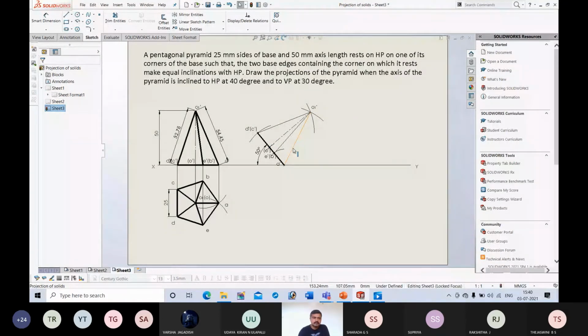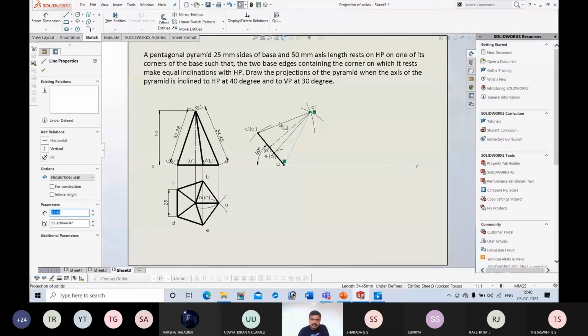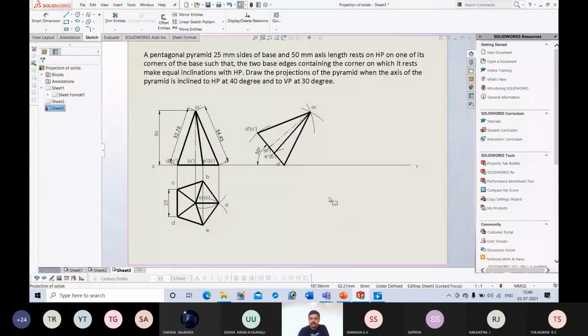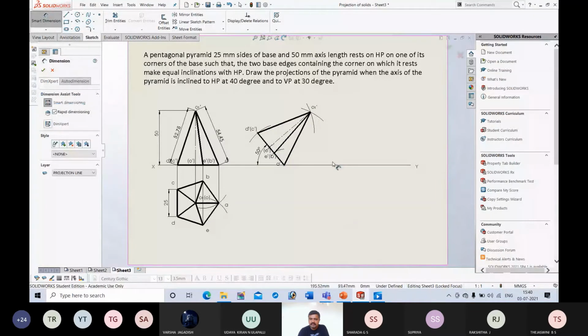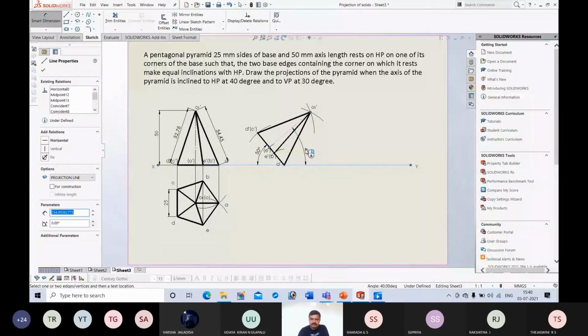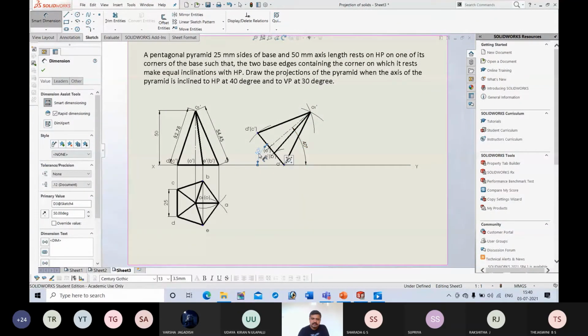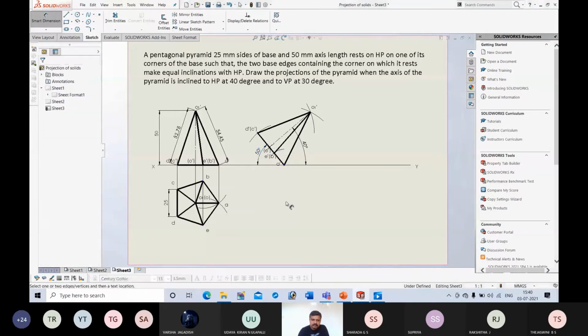Now I will measure the angle between the axis and xy. We can see that when we make the base inclined at 50 degrees, automatically the axis will make an inclination of 40 degrees. Next, after drawing the second front view, I should project the points and get the second top view. So first I will project the points and I will get the points.